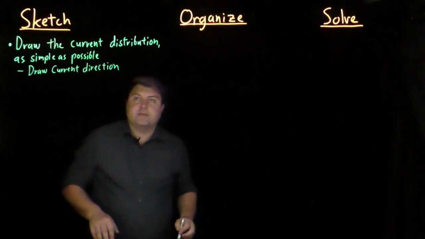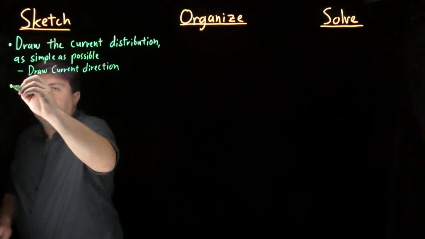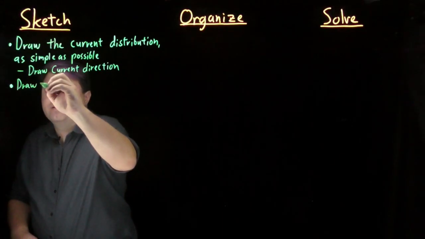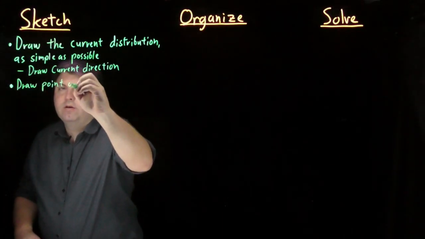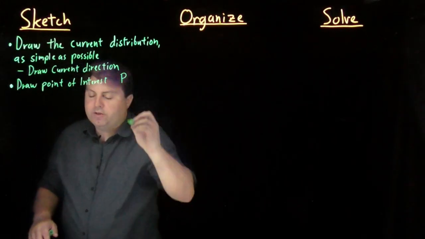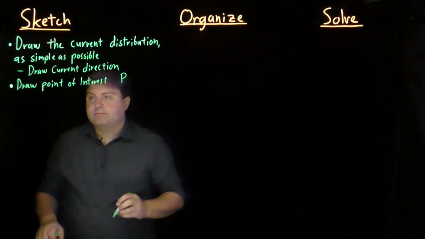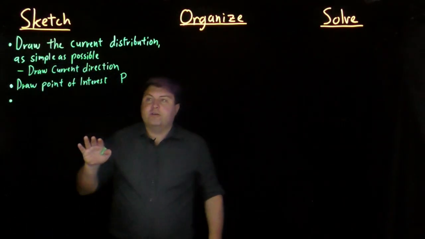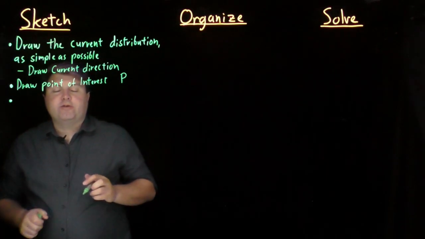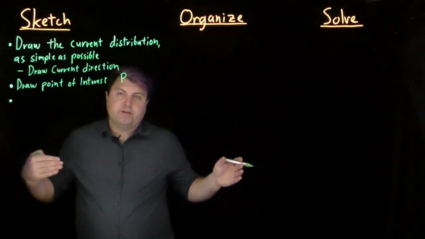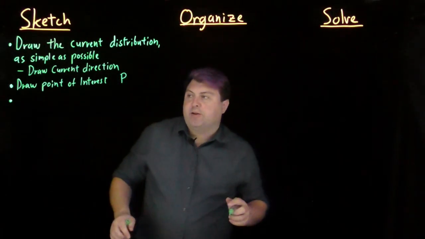to help us with this. Once we have our current distribution, we want to draw the point of interest that we are solving the field for, and we usually label that P. Once we have our current distribution and the point of interest P, we want to do the same thing that we did with Coulomb's law and build our current distribution out of smaller pieces.